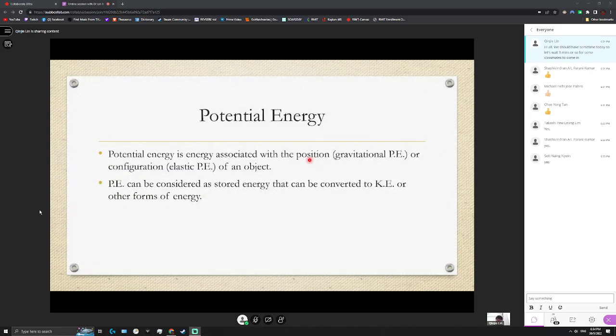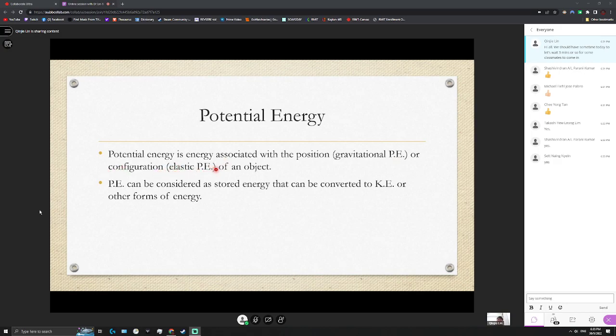Okay, so we know about energy, right? Last week we learned about energy. The unit is joules. We learned about kinetic energy, which is energy associated with motion. There is also something called potential energy. It is the energy associated with position, that's our gravitational PE, where PE is potential energy in short, or configuration, which is our elastic PE.